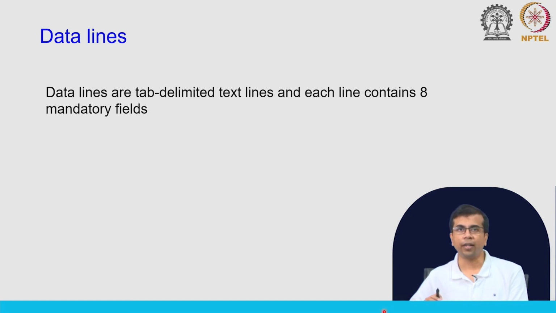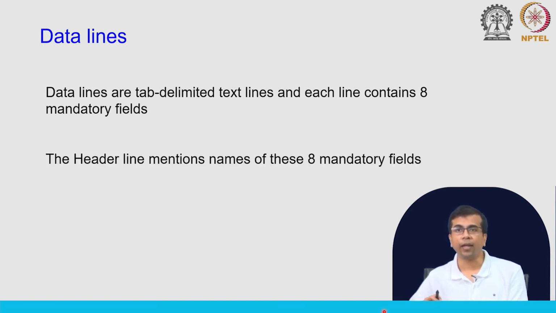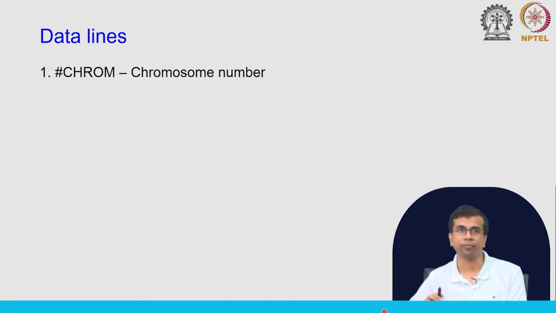So, data lines are tab delimited. They are tab separated text lines, and each line contains 8 mandatory fields. The header line mentions the names of these 8 mandatory fields. It is just saying what you have in the data lines. So, what are the headers that you see? The first is chromosome. You see this hash chrom, if you notice the example. This is the chromosome number, the first field. The second is the position, the reference position where the variant is present.